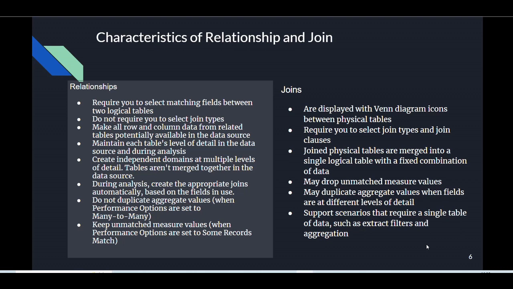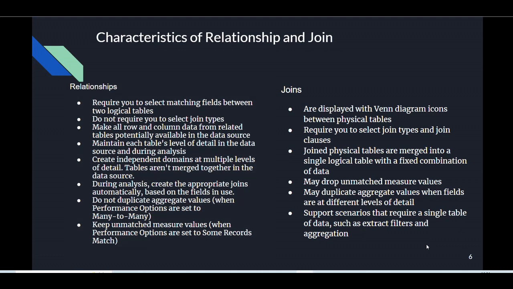Unlike in a relationship, where the table A data and table B data will be individually present and will not be merged together, in a join the data of table A and table B are merged together and present as a combination of data. So it may happen that if there is a value which is not matching in one of the tables, that value may be dropped out, and the duplicate values may be removed. It may also duplicate aggregation values when fields are at different levels of detail. Now it supports scenarios that require a single table of data, such as extract, filter and aggregation. So this is the difference between relationship and join.